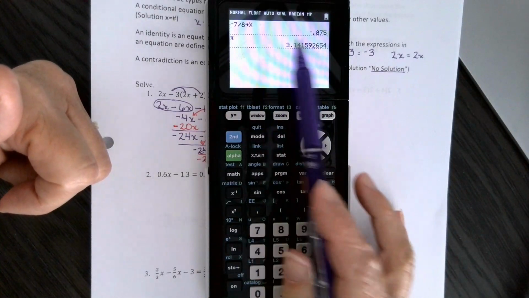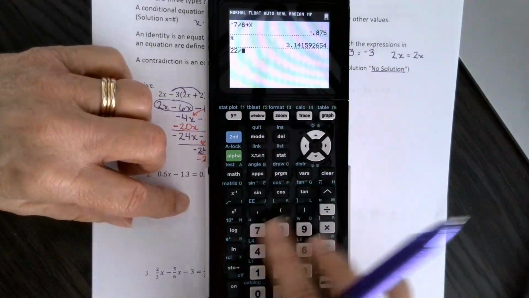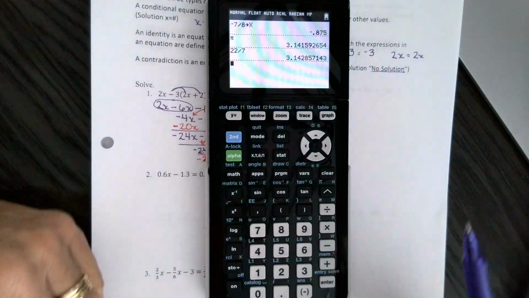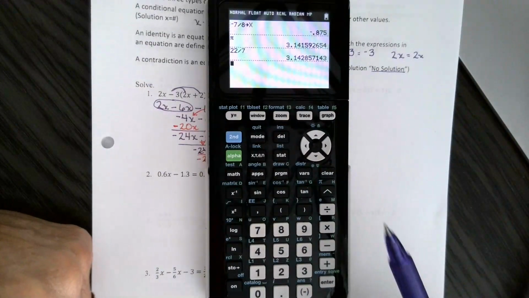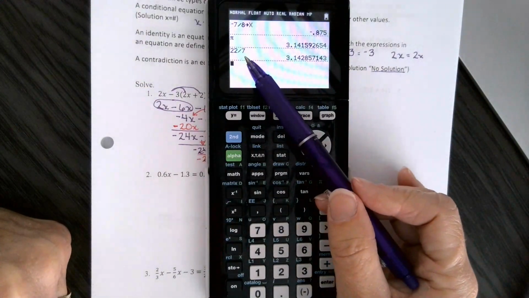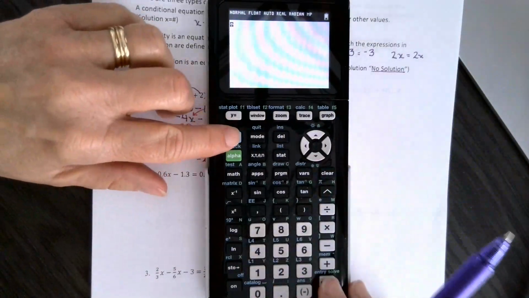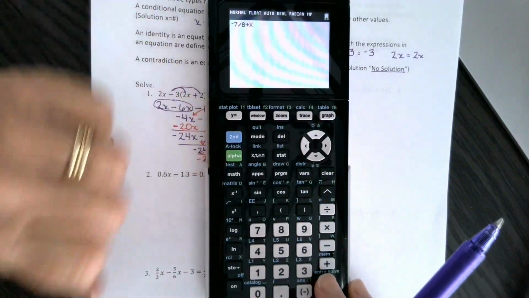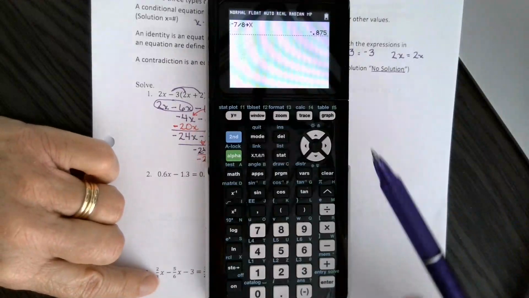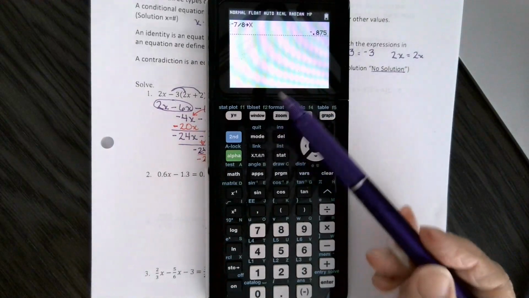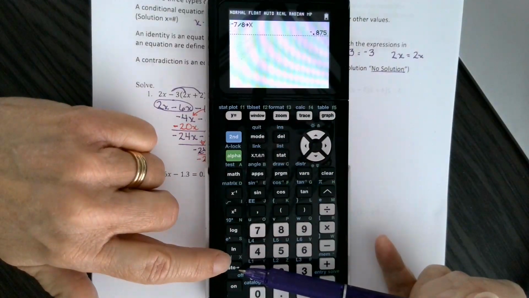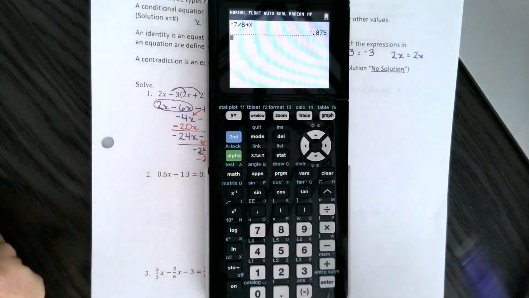So that's why a fraction, I think 22 divided by 7, okay, that's close enough. You wouldn't want to change it to a decimal, you'd want to leave it here. Okay, so let's go back to this here. I put in -7 divided by 8, store, my store is my STO button, X.